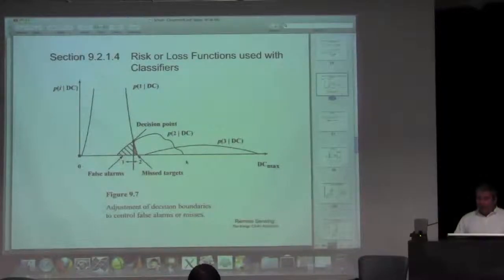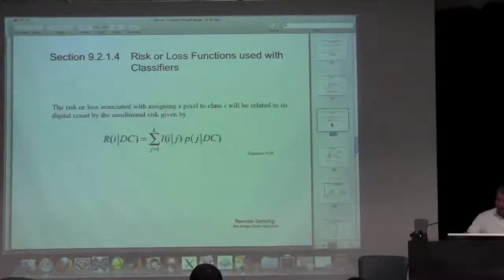But in order to do that in n-space, what you're going to want to do is come up with functions called risk or loss functions that you can use to modify those decision boundaries. All right, so what's a risk function? Well, it looks like this, where this again is either the Gaussian normal or the multivariate normal probability density function for class J given the digital count.